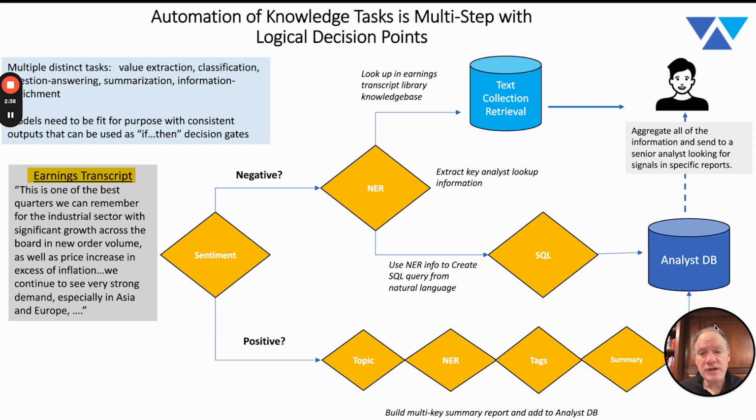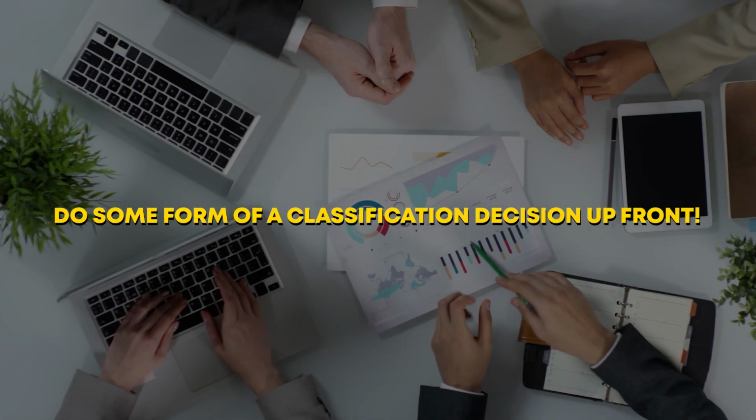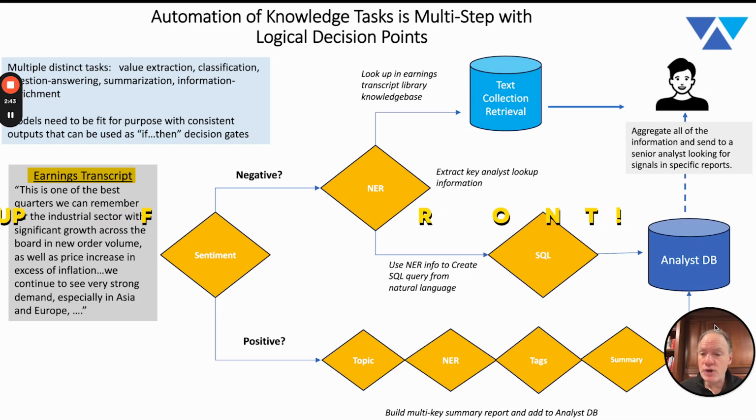So a very representative project would be to do some form of classification decision up front. We're doing a wide screen across earnings transcripts, and perhaps we want to find all the transcripts that are negative. If it goes down a negative path, then there's one set of analysis that we want to do. On the other hand, if it's positive, and maybe in this case that's the positive one we're looking for, there's a whole bunch of incremental analyses.